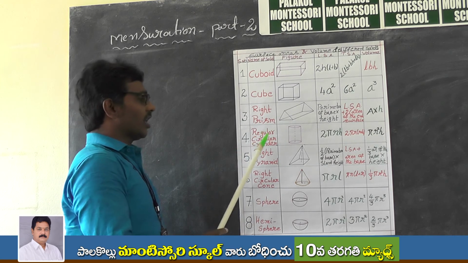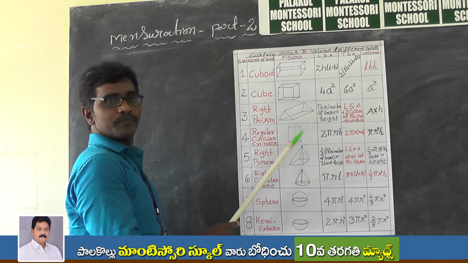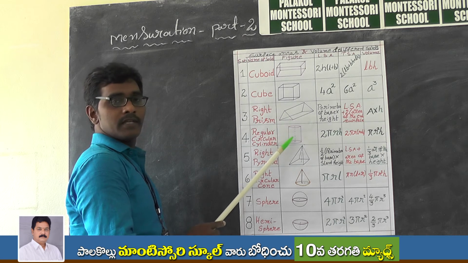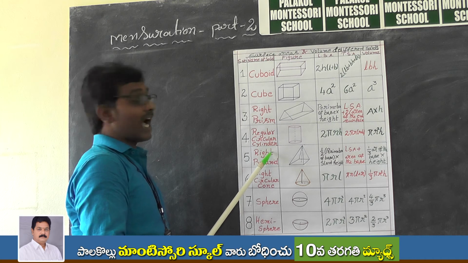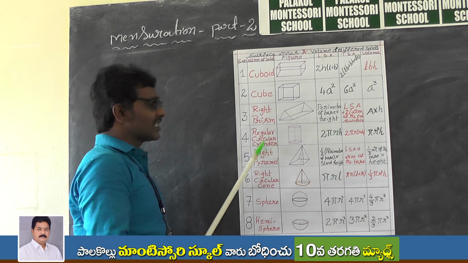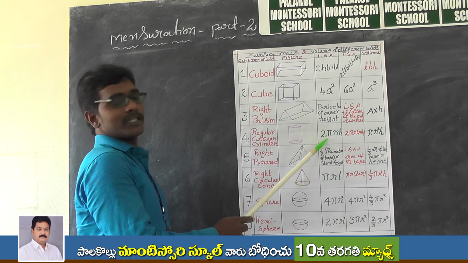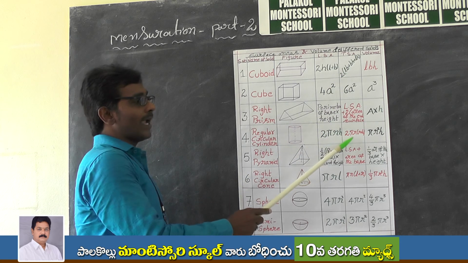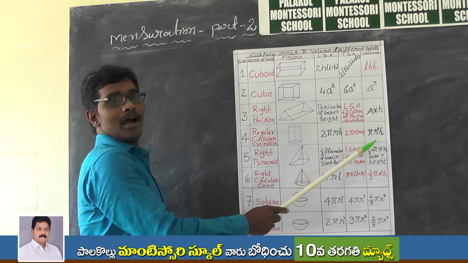Next, fourth one, regular circular cylinder. In the cylinder, this is the height. It is the axis of the cylinder. It makes 90 degrees with the base, so it's a regular circular cylinder or right circular cylinder. Both are the same. So the lateral surface area of the cylinder is 2 pi RH, because it is perimeter into height. Total surface area of the cylinder is 2 pi R of (R plus H). Volume of the cylinder is pi R square H.